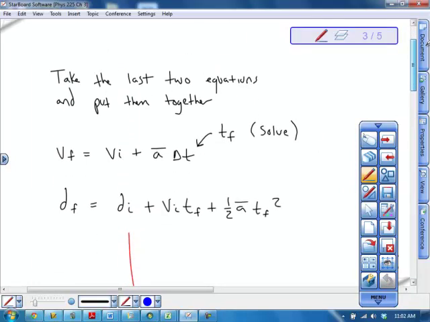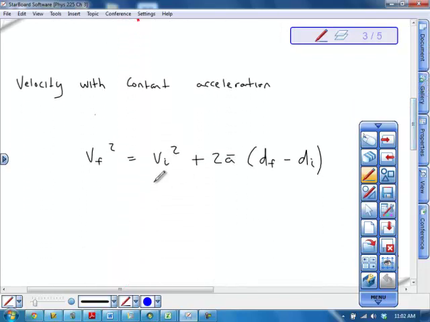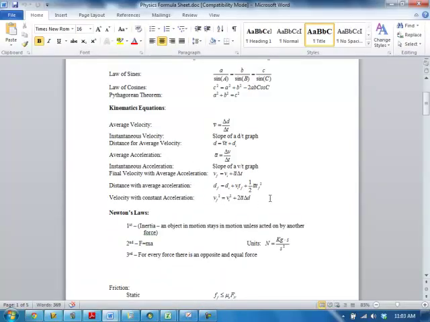All right, so we could also combine the last two equations and come up with a new equation for velocity with constant acceleration, which is right here. Velocity final squared equals initial velocity squared plus 2 times the average acceleration times the change in distance. All of these formulas are on your formula sheet. If you pull this up, you're going to see under kinematics I'm giving you all these formulas. What I just gave you are these last two right here.